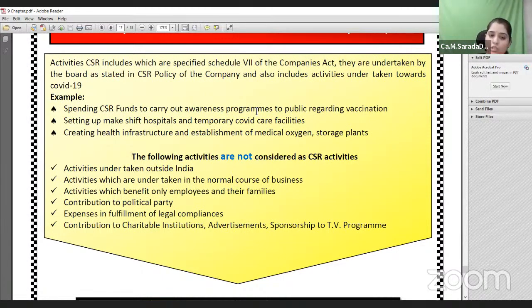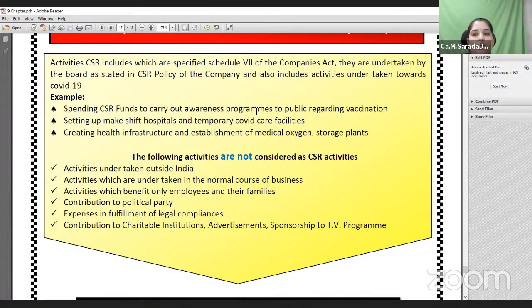Please try to remember all these points, which are very, very important from the examination perspective. In this part also, they will ask you a practical question. Ma'am, suppose for example, a company is constructing a school and college for the benefit of the children of the employees. Can you consider that as a CSR activity? Okay. No, this is not a CSR activity. If the amount is spent for the benefit of the employees and their families, it is not a CSR activity.